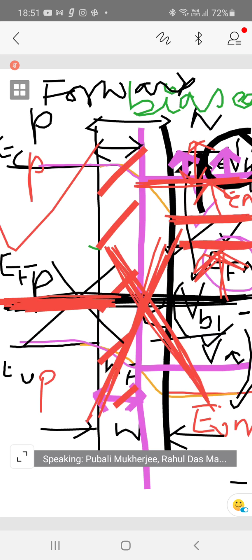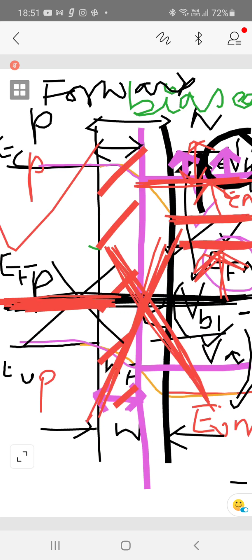It's 6:52. Reverse bias tomorrow, then we'll move on to the equations. Today it was a short class, never mind. But others, did you get it?